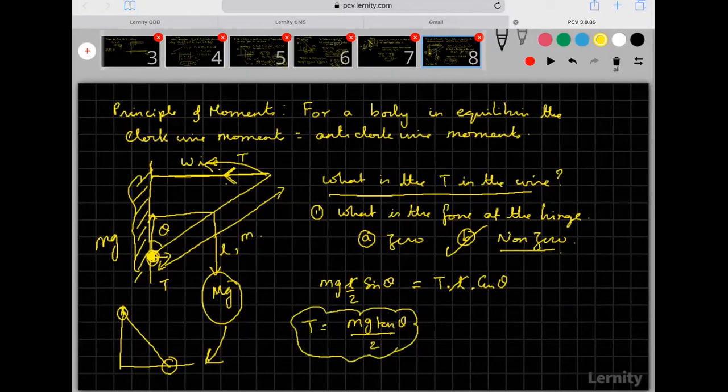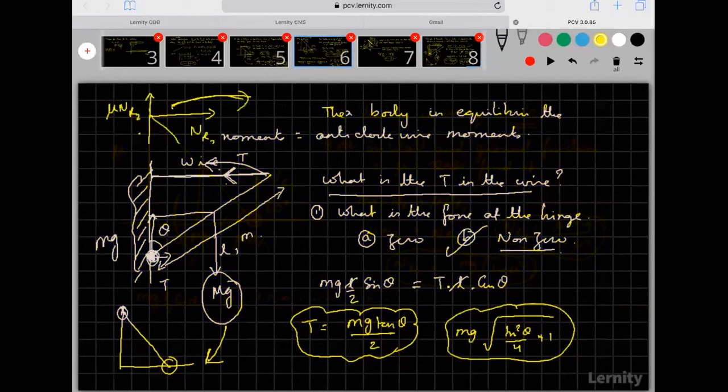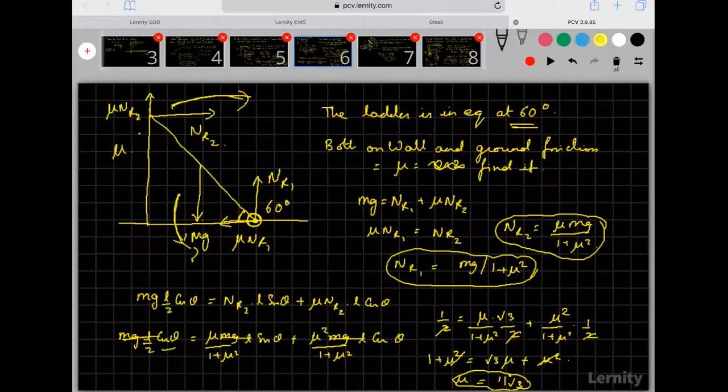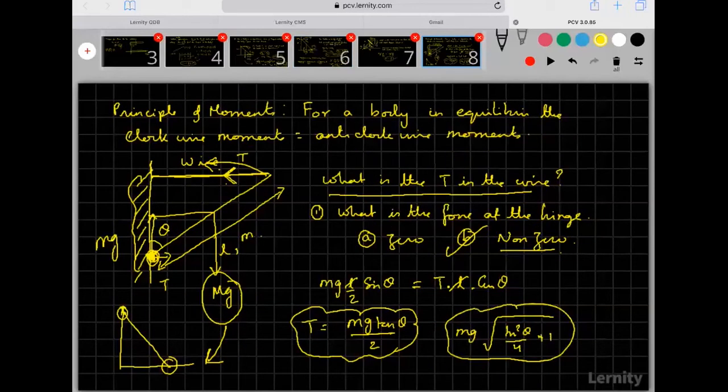In such cases, I have seen questions in the JEE where they ask what is the net force acting at the hinge. So the net force acting at the hinge is equal to mg root over of tan squared theta by 4 plus 1. So we can find out whatever it is. Do you understand this? Can you make some notes? Basically, the concept that you have to understand is, in the previous questions, we started with force balance, and then we did torque balance. Now, the moment it is hinged, you can't do force balance, you can do only torque balance.